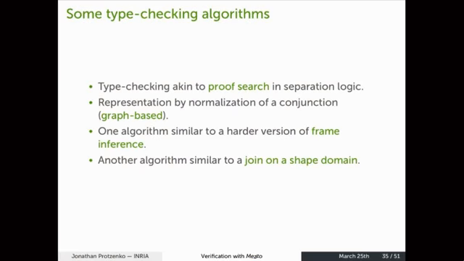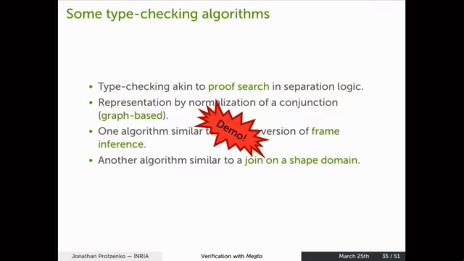Why is type checking Mezzo difficult? There are some very complex algorithms in the type checker. Type checking is similar to proof search in separation logic. When you have a function call, you basically have to solve the frame inference problem: extract from the permissions that you own just a minimal set so that you can run the function and leave the rest untouched. As you saw, permissions are represented internally using graphs. And we have another algorithm that is similar to what is called, in the field of abstract interpretation, a join in a shape domain. So I'm going to run another command.